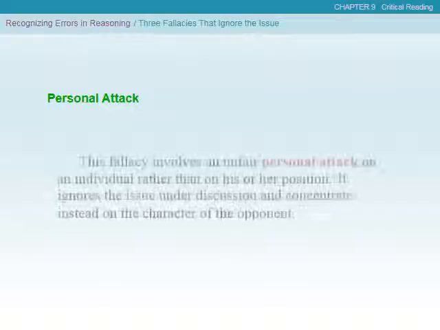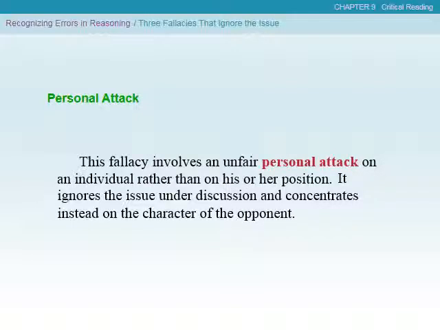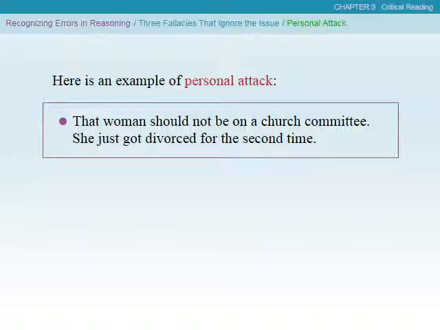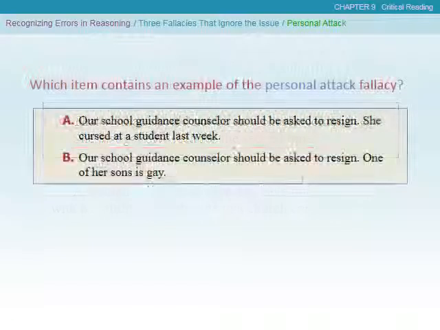So our next one here is a personal attack. A personal attack is when you're attacking the individual, not the position. You're not dealing with what the person is saying, but what you're doing is attacking the character of the person you're talking to. So here's an example. That woman should not be on a church committee. She just got divorced for the 2nd time, right? So really, there may be reasons she shouldn't be on the church committee, but they should have to do with her performance, not her personal life. So this is a personal attack, right? This shouldn't have anything to do with it.